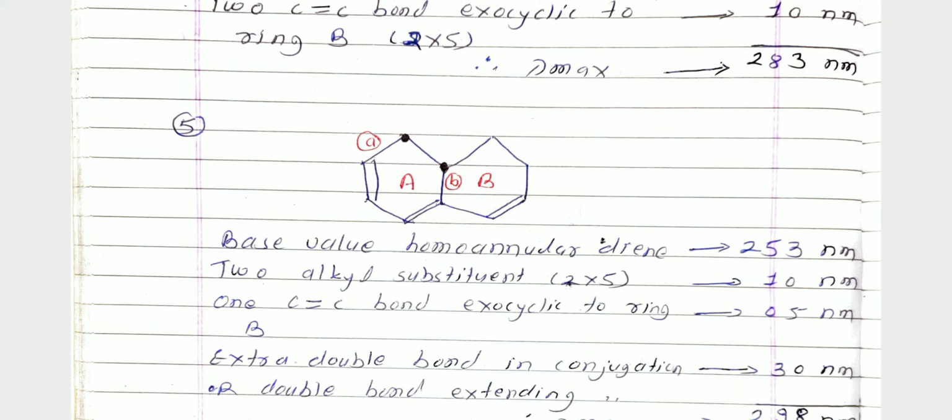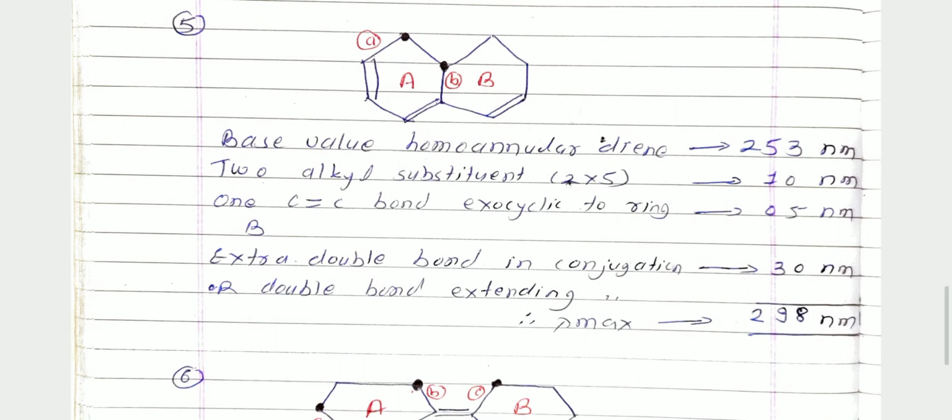Then I am showing here dotted carbon atoms. These two dotted carbon atoms mean two alkyl substituents. One alkyl substituent value is 5, multiplied by 2, 5 into 2 is equal to 10 nanometer. Then you see ring B. One double bond is hexacyclic to ring B, and the value of a hexacyclic double bond is 5 nanometer. Therefore I am taking the third value as 5 nanometer, meaning ring B contains a hexacyclic double bond, but ring A does not contain a hexacyclic double bond.